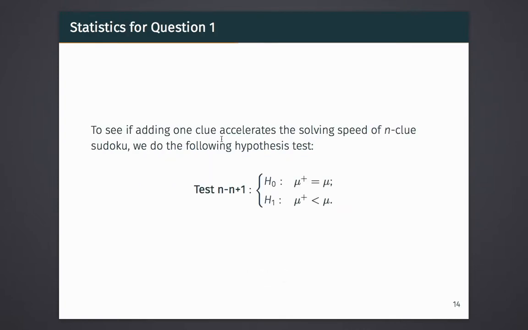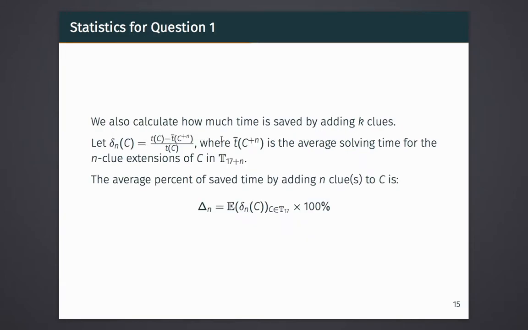Now let's do the concrete questions. For question 1, in order to see if adding one clue accelerates the solving speed of n-clue Sudoku, we do the following hypothesis test. Hypothesis 0 says that the average solving time remains the same, and hypothesis 1 says that the average cost time is less than the original solving time after clue addition. Besides, we can also calculate how much time is saved by adding k clues. We may define big delta n as the following, which means the average percent of saved time by adding n clues to the original Sudoku puzzle.